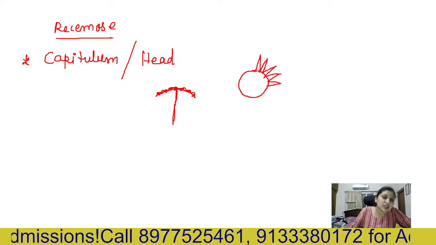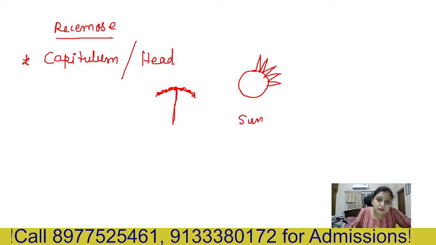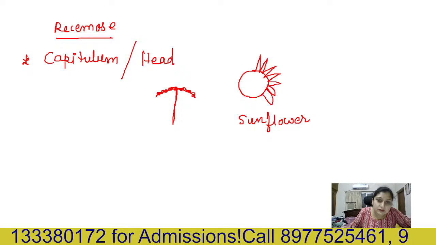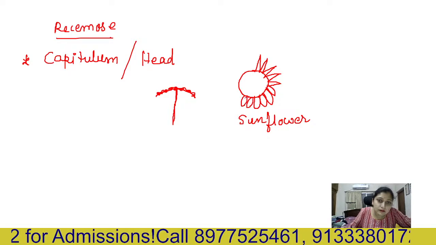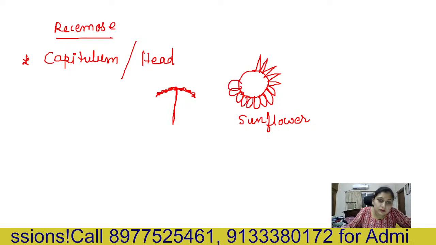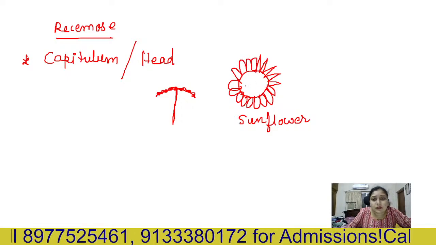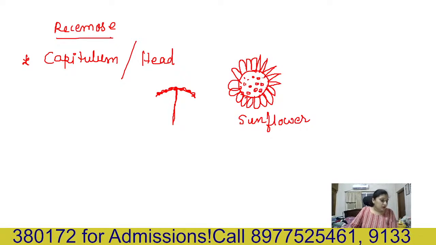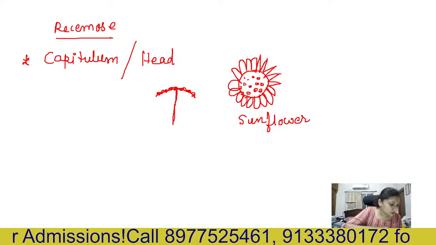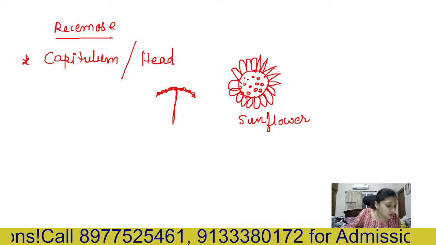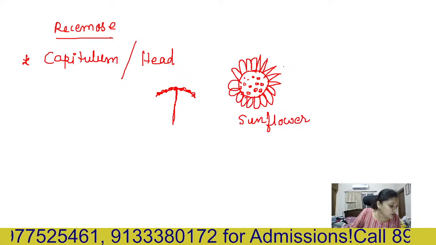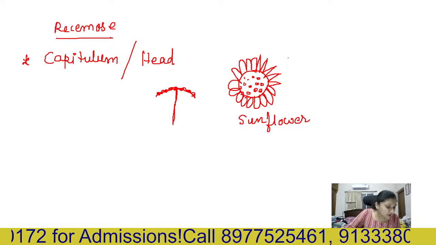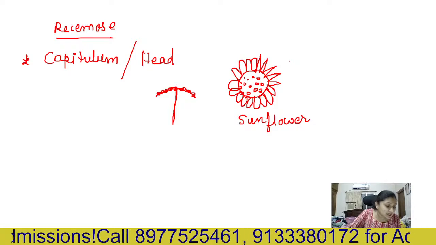What happens in a sunflower? A sunflower is not a single flower. Unisexual and bisexual sessile flowers develop on a flat receptacle and condensed peduncle, as in members of Asteraceae like sunflowers. So these are unisexual and bisexual sessile flowers.